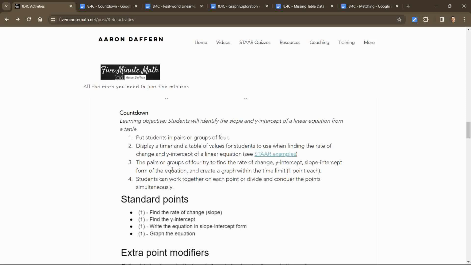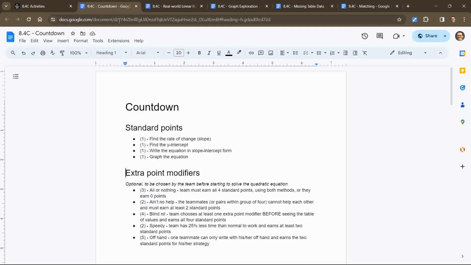And then you're going to give students a table of values for students to use when finding the rate of change and y-intercept. So here's some examples. I have it linked right here. And so here are the points that are available, right? So each group, or pair, depending on how you do it, there's 4 possible points. If they find the rate of change, they find the y-intercept, they write the equation in slope-intercept form, which should be fairly simple once they find these two, and an extra 4th point if they graph the equation.